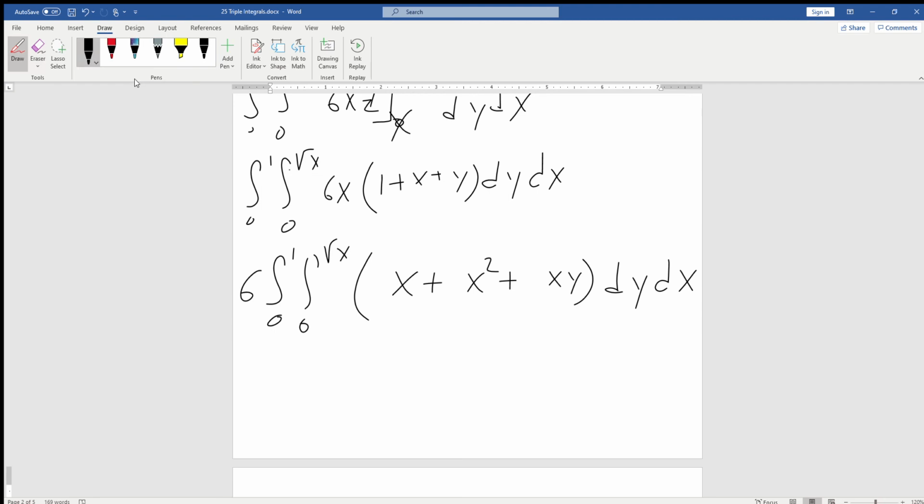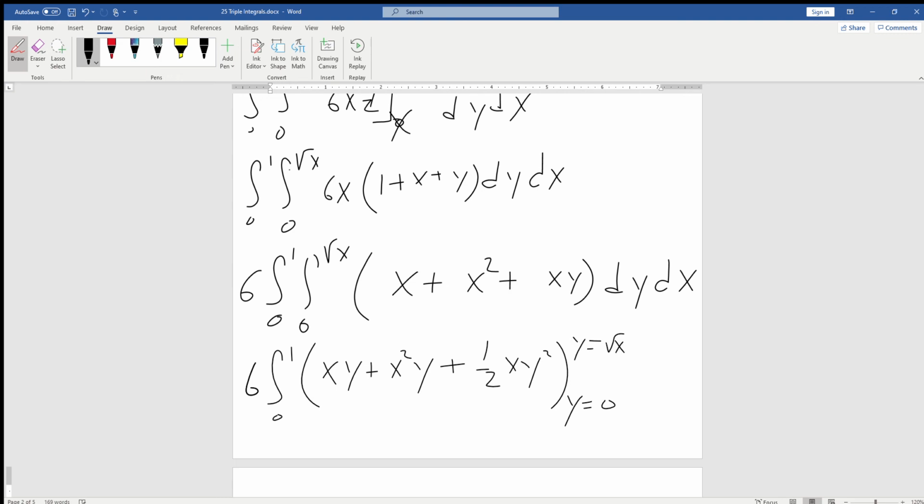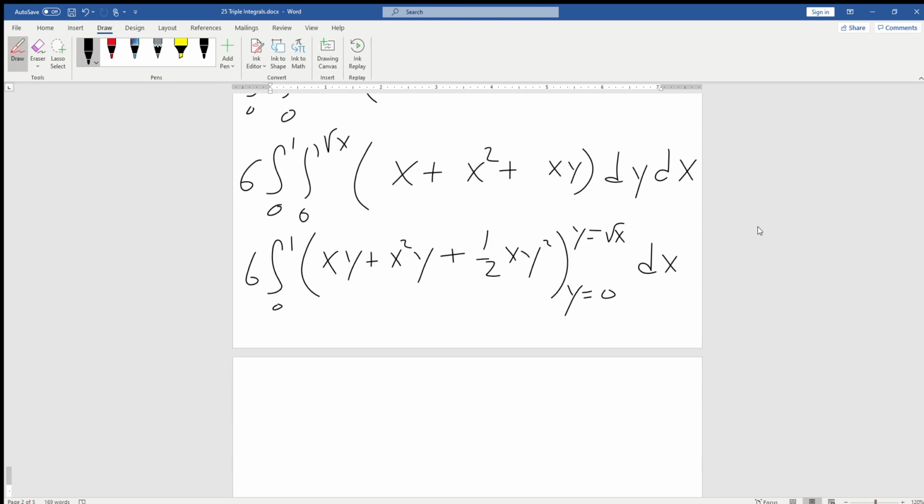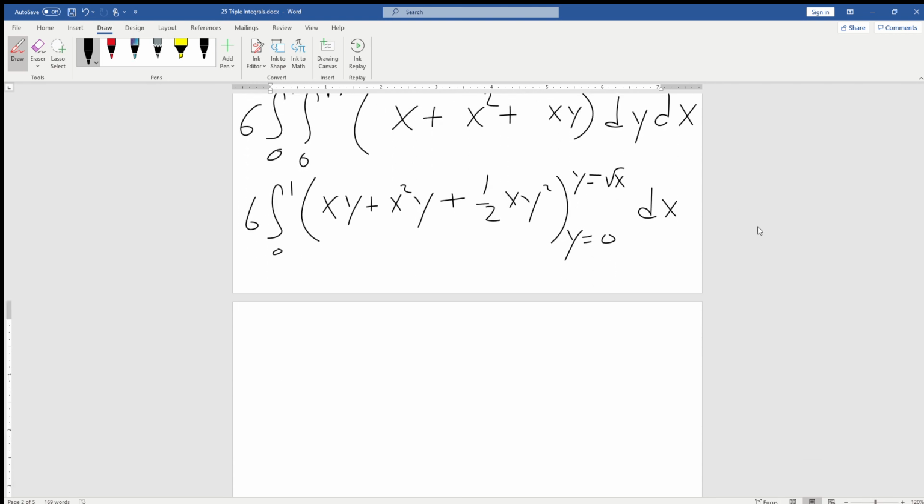We're now going to integrate everything with respect to y. So 6 integrals from 0 to 1. With respect to y, we get xy, x squared y, plus 1/2 xy squared. Now y is going to range from 0 to the square root of x, and we still have dx in there. All right, so we're getting closer. Fortunately, the bounds for x are 0 to 1, so the square root's not going to play too much of an ugly role with this.